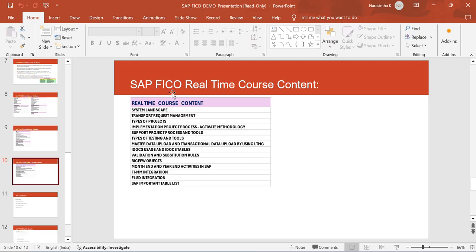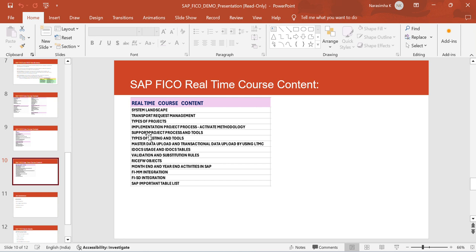Coming to this slide, in SAP real time, for example, in your resume you are definitely going to mention that you worked on one implementation, or that you worked on support projects. So they will ask, you worked on one implementation, so what are your roles, what have you done exactly? Many cross questions will happen. So in this course I mention what the SAP system landscape structure is, what TRs, transport requests, are, how many types of projects there are, what the implementation process and methodology are, what your roles are, and what you have done exactly in implementation.